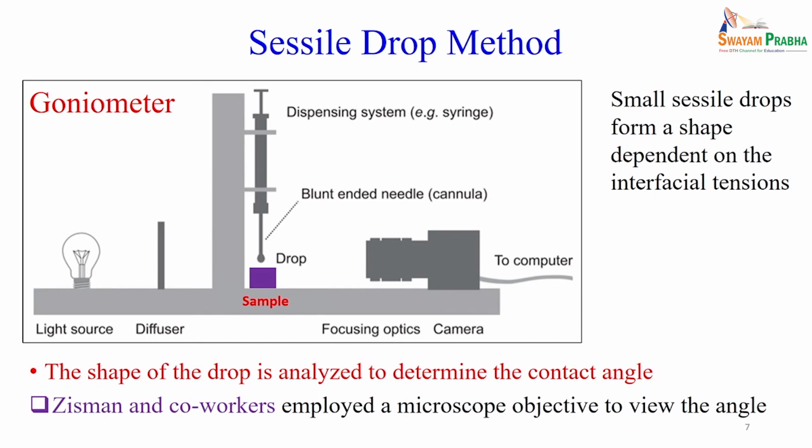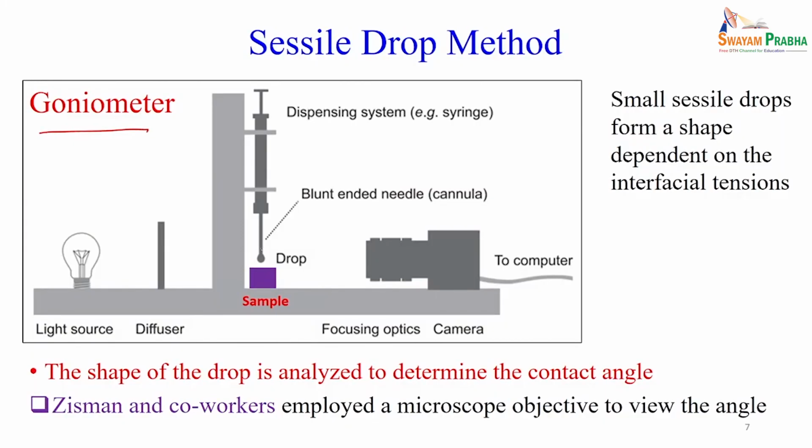Now, the first method we use to measure the contact angle is the goniometer. Zisman and co-workers employed a microscope objective to view the angle. So, if you are having a microscope objective, whatever light microscope was there, the same microscope was used to see the angle. Typically, the microscope is vertical. If you make it horizontal, you should be able to see, or you should be able to record what is the shape.